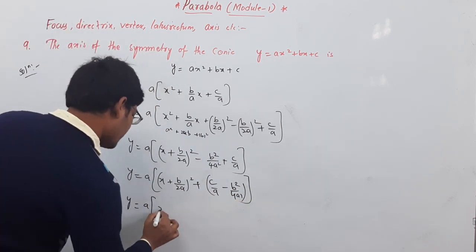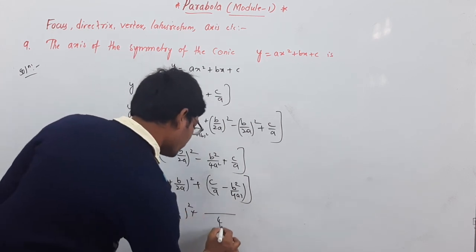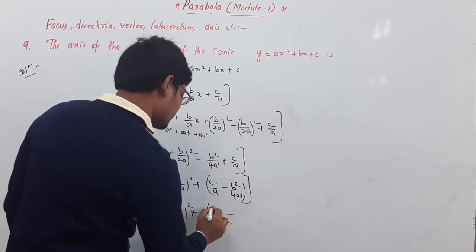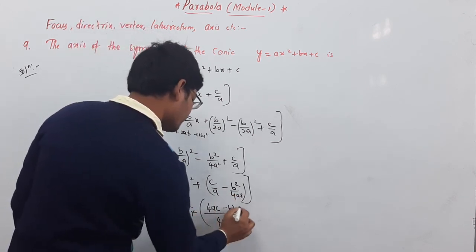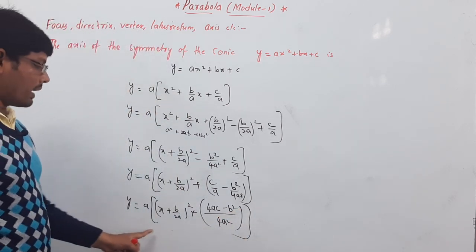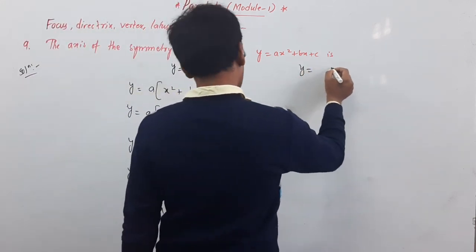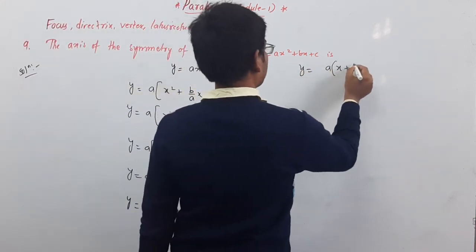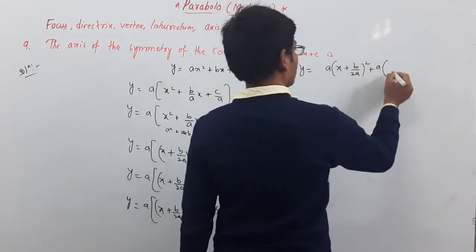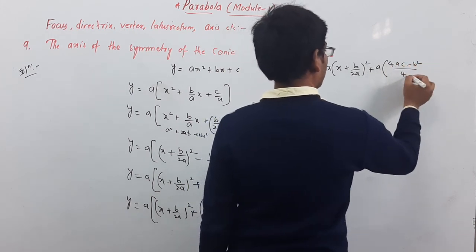So a into (x plus b by 2a) whole square plus, taking LCM 4a square, that is nothing but (4ac minus b square) by 4a square. Now multiplying a to all the sides here, y is equal to a into (x plus b by 2a) whole square plus a into (4ac minus b square) by 4a square.